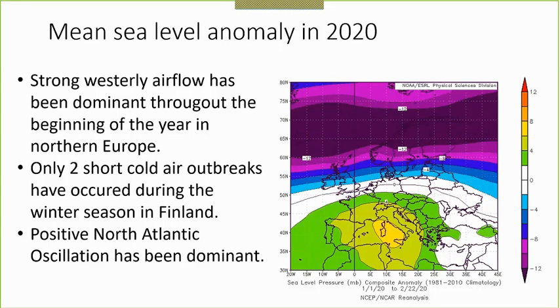So, as I mentioned, it has led to a situation where we are lacking snow in the southern and western parts of the country, where we usually have snow cover every year at this time. And yeah, I guess everyone knows from this that the positive North Atlantic oscillation has been dominant.